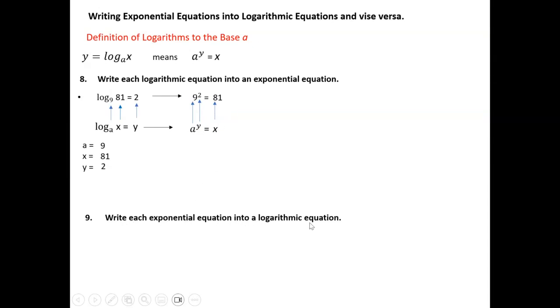Write each exponential equation into logarithmic form. Now we're going the other way, from exponential to logarithmic. Again, we have to know what the a, the y, and the x are. My a is 5, my y is 3, and my x is 125. Now we go back and plug in the value for y, which is 3. My base a is 5 and my x is 125. So this is your result: 3 equals log base 5 of 125, or you can rewrite it as log base 5 of 125 equals 3. These two are the same answers.